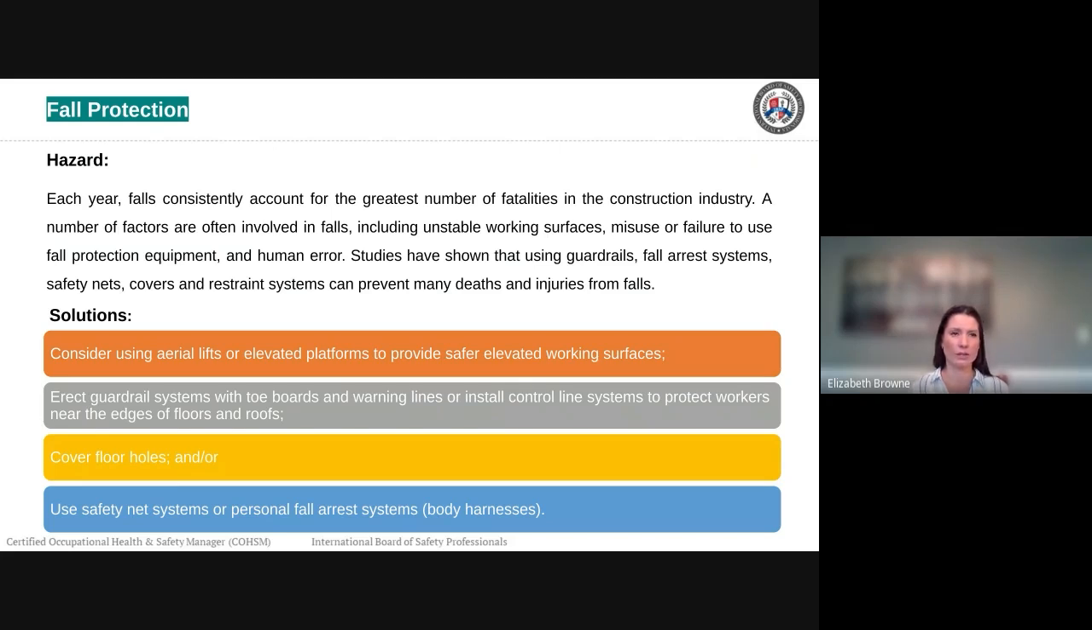Studies have shown that using guardrails, fall arrest systems, safety nets, covers, and restraint systems can prevent many deaths and injuries from falls. So we want to consider using aerial lifts or elevated platforms to provide safer elevated working surfaces, erect guardrail systems with toe boards and warning lines, or install control line systems to protect workers near the edges of floors and roofs. Cover any floor holes, especially if there could be a drop or a person could fall more than 6 feet. Use safety net systems and personal fall arrest systems with 5-point body harnesses, and ensure that you have anchor points that could withstand the forces of a fall.